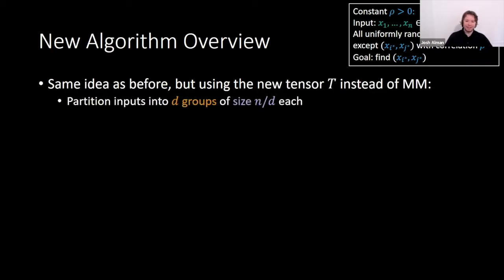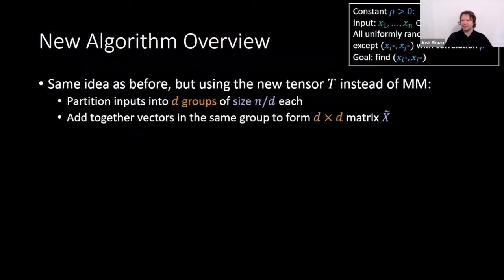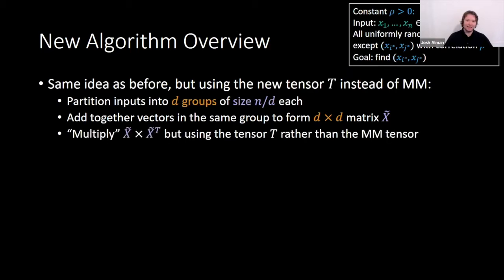We'll partition up the inputs into D groups of size n over D each, and we'll add up the vectors together in the same group and concatenate these vectors to form a D by D matrix x tilde. And then we'll multiply x tilde times x tilde transpose, but rather than do the matrix product, I'm really gonna plug them into the bilinear problem defined by our tensor T or Kronecker powers of our tensor T and evaluate that and find the output of that bilinear problem.